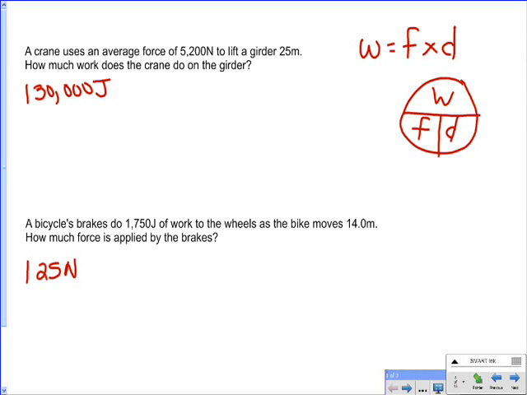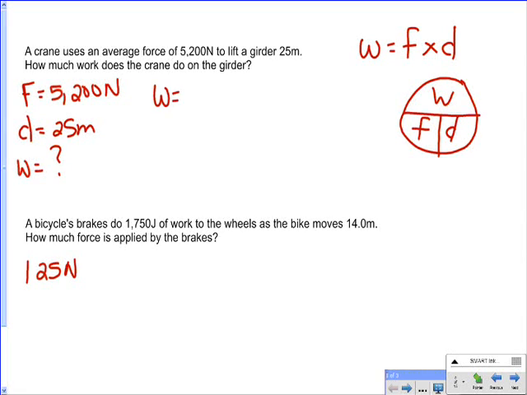We're going to erase our answer for number 1, just because that's not what we normally start with. Now, let's read the problem. It says a crane uses an average force of 5,200 newtons. So that tells us right there the force is 5,200 newtons. And it uses that force to lift a girder 25 meters. Meters is used to measure distance. So then it says how much work does the crane do on the girder? So it tells us how much work. That means that's what we're looking for. And whatever our question mark is, that's how we start out our formula.